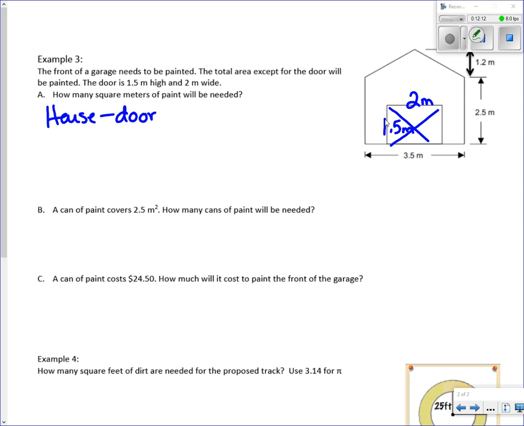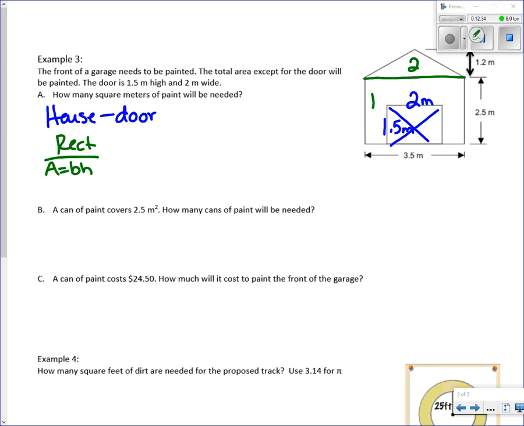So what I'm going to do first is divide my pieces into shapes. I know if I cut across the top, I have a triangle on the top. I have a big rectangle for the house, and then we'll take out the door, and then I have a triangle. So let's start with our big rectangle first. So I'm going to start with my rectangle.